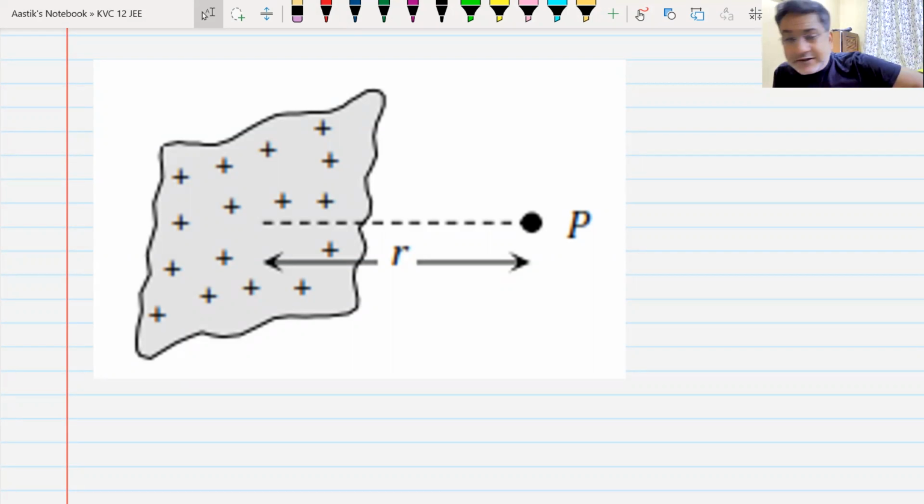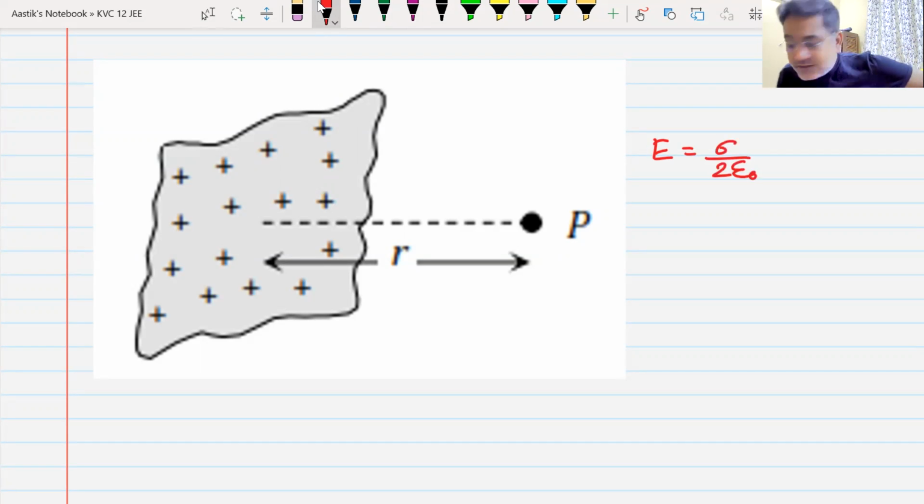And how much is the electric field? What is the electric field? Sigma by 2 epsilon naught.